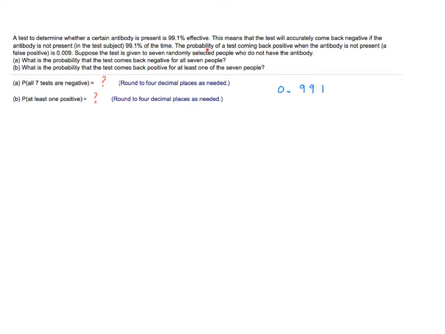Continuing, the probability of a test coming back positive when the antibody is not present, so that would be a false positive, that's bad, is going to be 0.009. And that is simply 1 minus this number. So if you take 1 and subtract 0.991, so this is the probability that the test works. 1 minus that is going to be the probability that the test doesn't work. It gives us this other value.